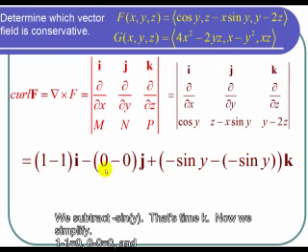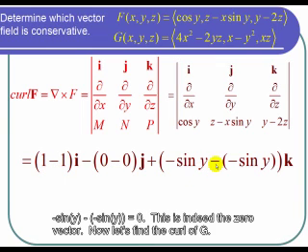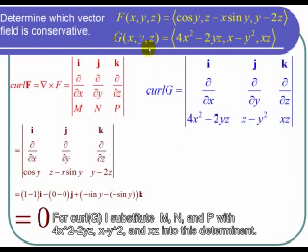1 minus 1 is 0. 0 minus 0 is 0. And negative the sine of y minus negative the sine of y is also 0. So this is indeed the 0 vector. So now let's find the curl of g.